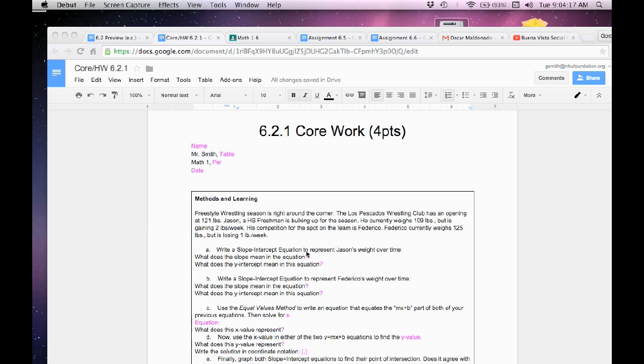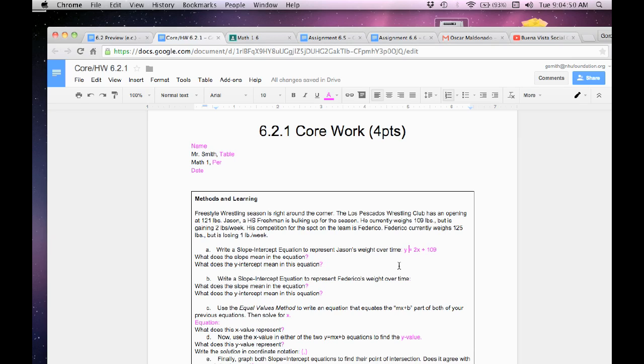A, write a slope-intercept equation to represent Jason's weight over time. Well, we know that he starts at 109, so that would be his start value. That would be his B. So it's going to be y equals, and then is he gaining weight or losing weight? He's bulking up, so he's gaining weight. He's gaining 2 pounds per week. So that's going to be his slope. So it's going to be 2x plus his start value, which is 109. So that shows Jason's weight over time.